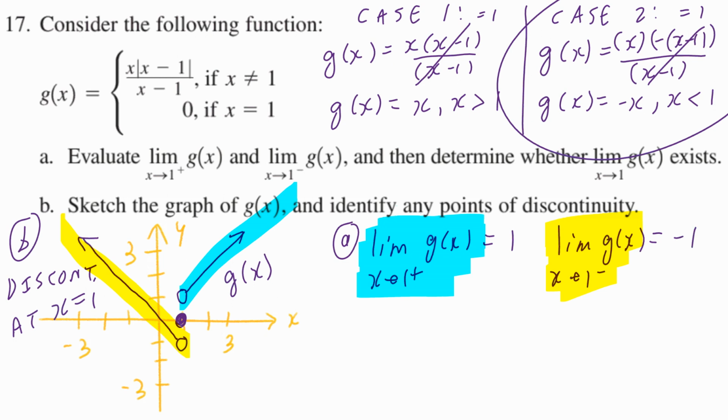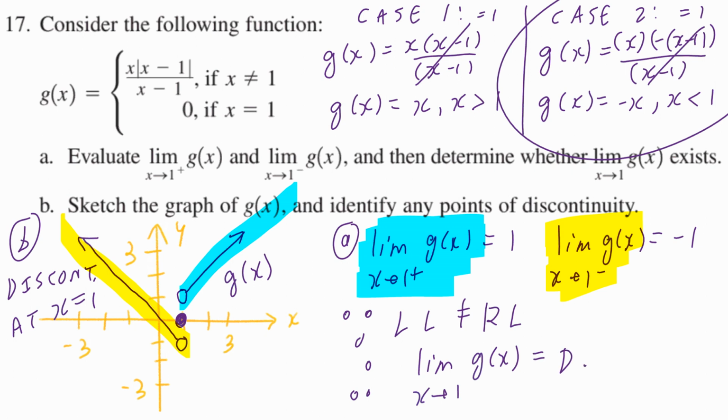Now, I'm going to show you a shorthand to write some of this. You could always write the longer answer, but the faster approach is to write that since the left limit, LL, does not equal the right limit, RL, therefore the limit of g of x as x is approaching 1 equals DNE, which means does not exist. I hope this makes sense.